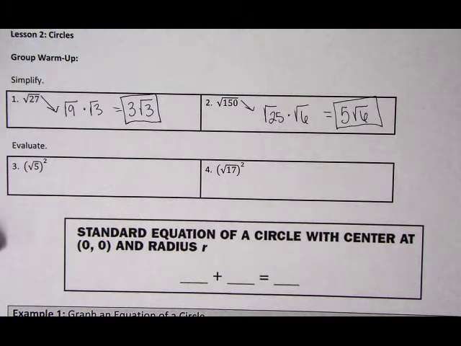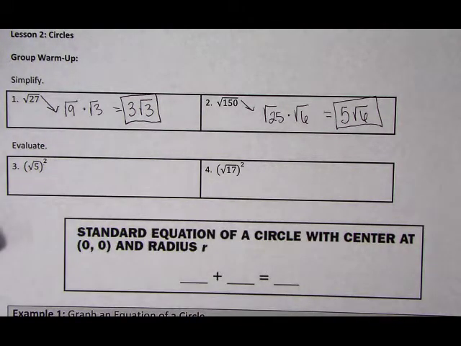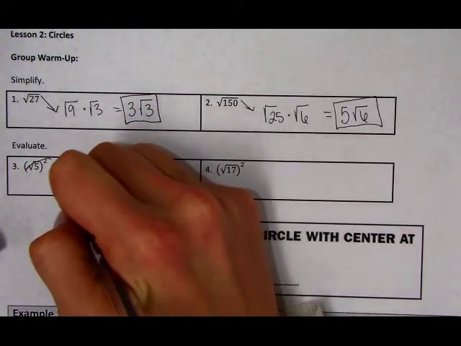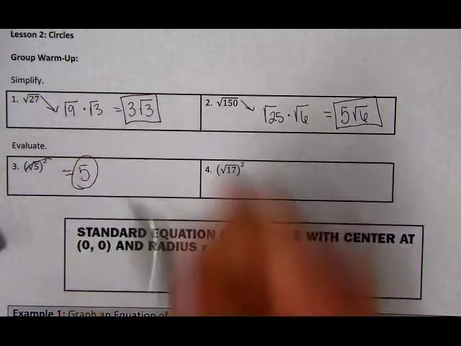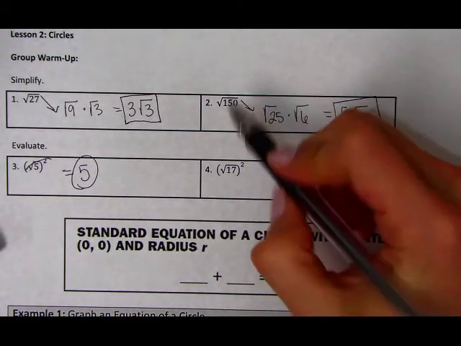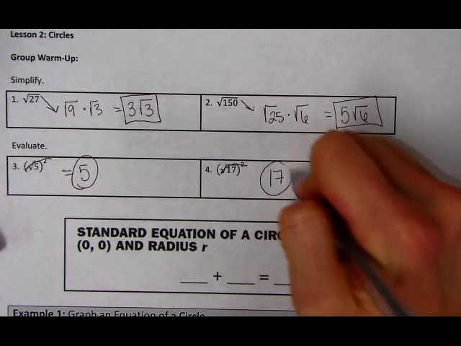In number 3 and 4, they're asking us to evaluate the expression. And in number 3, they're taking the square root of 5 and raising it to the second power. They're squaring it. And since square root and square are inverse operations, they basically cancel each other out, so you're left with your inside value, which is 5. And number 4, same thing. If you're squaring the square root, they're opposite operations, so you're left with the inside value, which is 17.